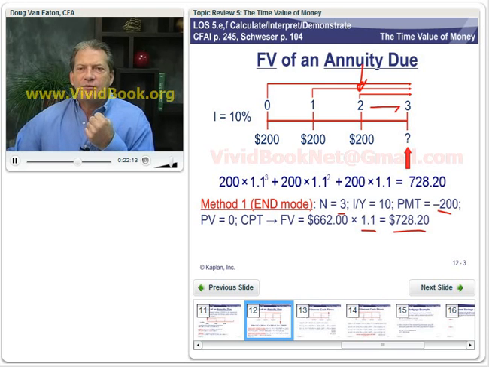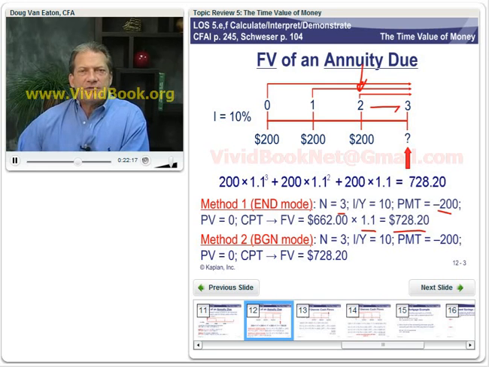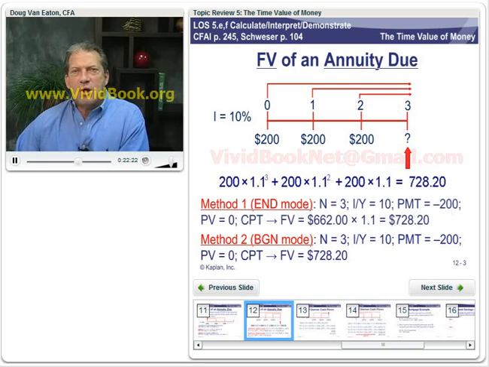And now if we had your calculator in begin mode, then we wouldn't have to make that adjustment, because your calculator in begin mode calculates the future value after 3 periods right here at time 3. So with method 2 here, we're calculating that future value directly.